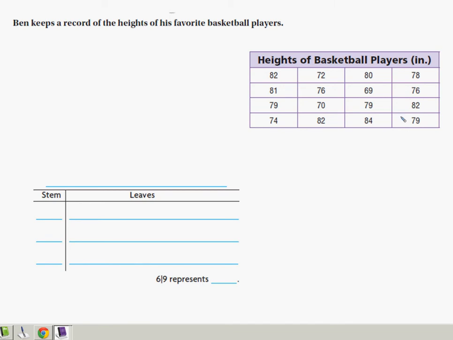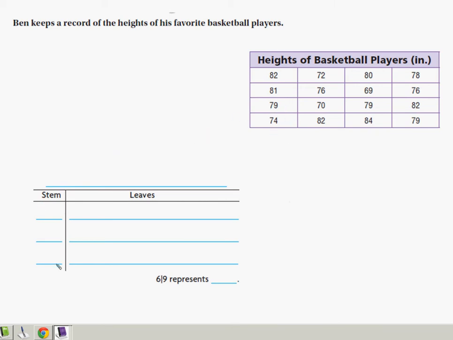And these are heights of basketball players in inches. Now here's how it works. The stem of your stem and leaf plot, in this case, is going to be your tens place. If these were in the hundreds, then your stem would be the tens and the hundreds. If this were decimal, like 8.2, 8.1, or whatever, your stem would be the ones place, and then the leaves would be in the tenths place. But we're starting with something really basic like this.